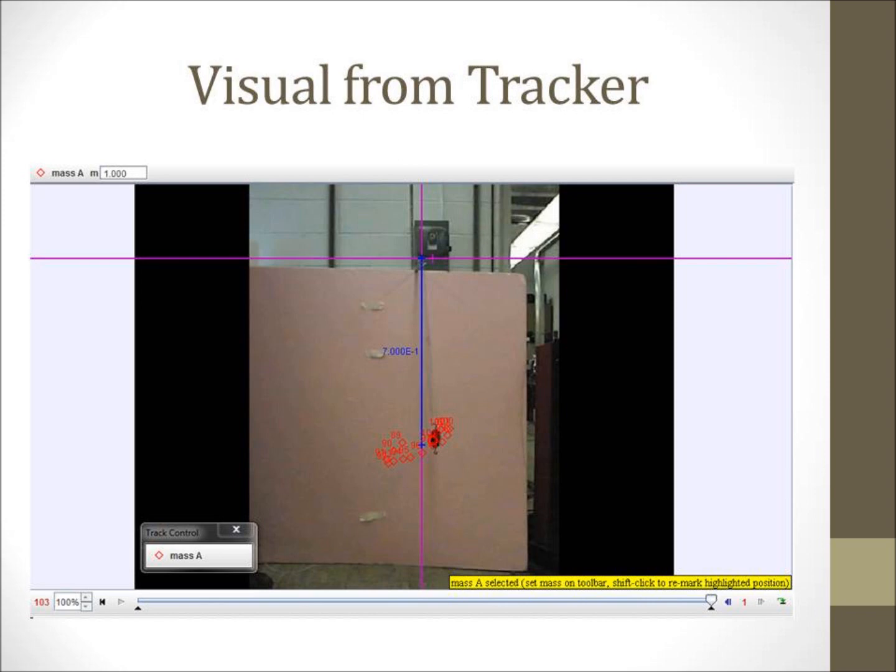This is my visual from Tracker, which shows the spring mass system oscillating along the specified x and y axis, which is placed at the fixed point at the top of the spring. The mass of the object was given as 0.402 kilograms.